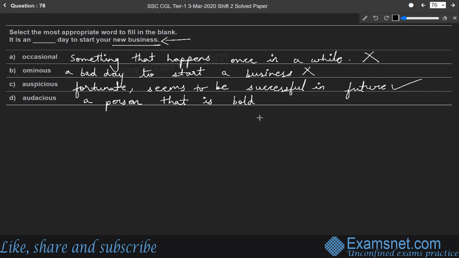But let us have a look towards the last option too, which is audacious. It refers to a person that is bold. And since it refers to a person here, that is why it cannot be applied to a day. So auspicious is the correct option, which means that the future will be successful. So last option is also wrong here. So the correct option for this question will be option C, that is auspicious. I hope you are clear with this question.